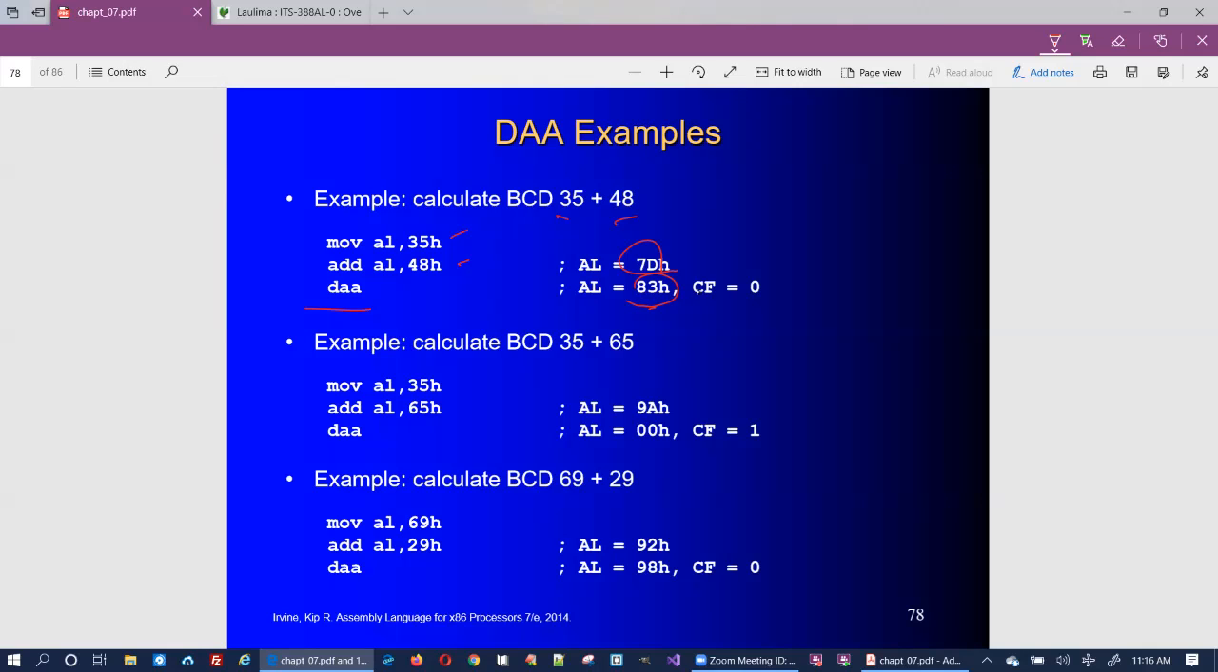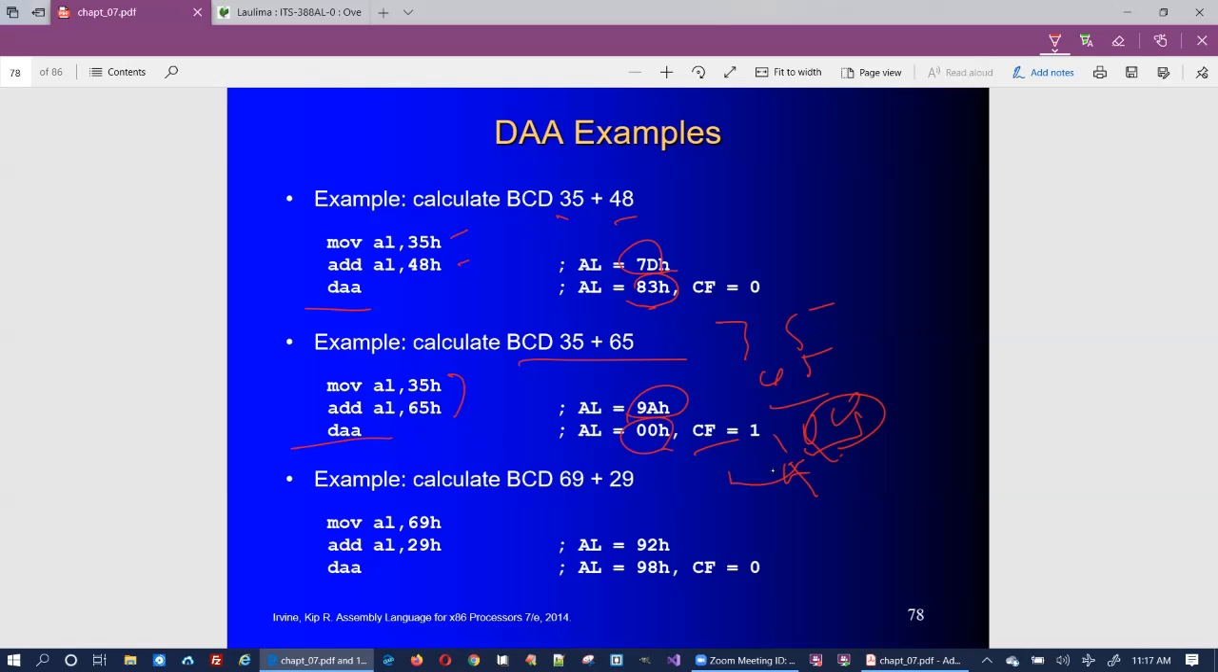Here's an example of the second one. We're doing 35 plus 65, and we're going to end up with 100. 35 plus 65 equals 100. And so that's going to take up more bytes. It's going to take up 2 bytes. And so once we add, we end up with this. And then we do decimal adjust after addition. And the lower order ends up being 0. And there's a carry. So the carry is we just add 0 to the next byte, and a 1 will end up in the next byte.